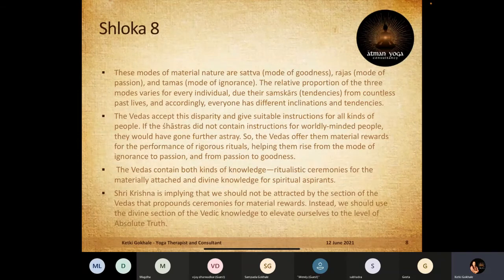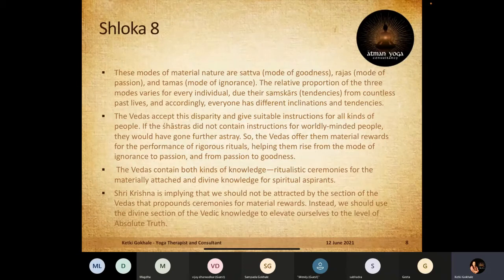So let's look into a little more explanation about this shloka. These three modes of material nature are what? That is the three gunas. Mode of goodness, sattva, the mental clarity, lightness. Rajas, the mode of passion, activity, desire. And mode of ignorance, tamas, dullness or darkness.